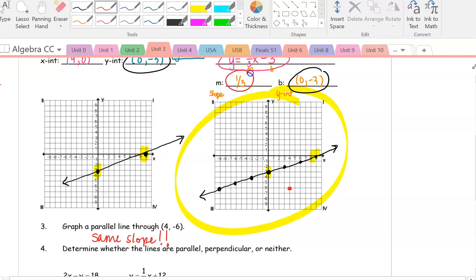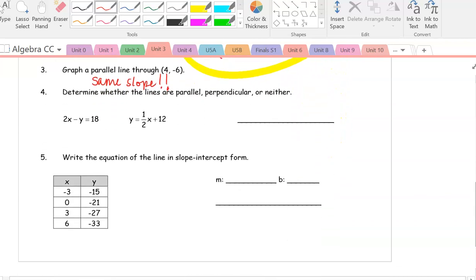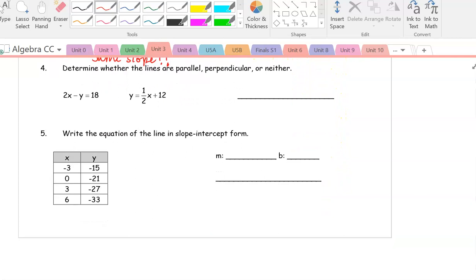So since our slope is 1/3, we're just going to do up 1, right 3, up 1, right 3 from our new point. And then down 1, right 3, down 1, right 3. And you should get a nice parallel line there. Two more, almost done.